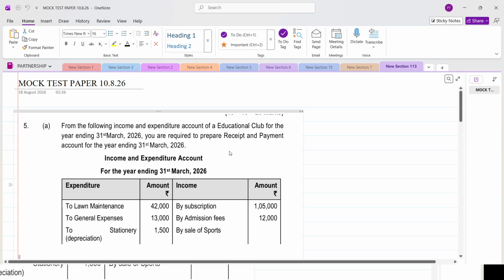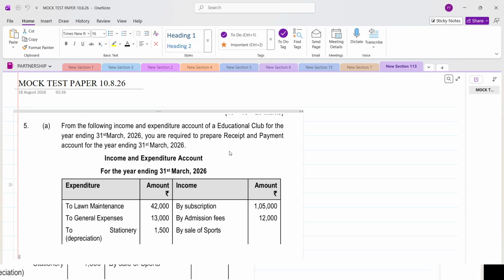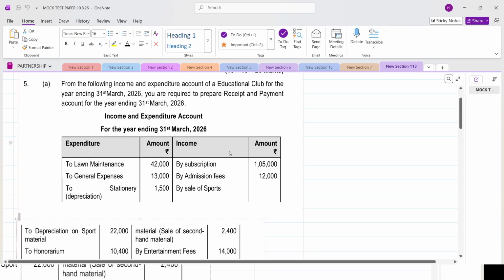Then the next point you should remember: whatever the actual receipt is, it will be recorded, whether it is revenue or capital, whether it pertains to the previous year, current year, or subsequent year. Everything will be recorded. Non-cash items like depreciation, bad debt, etc., will not be recorded. And you are not going to record your surplus or deficit. Okay, that's it. First, recall all these points, then you start doing it.